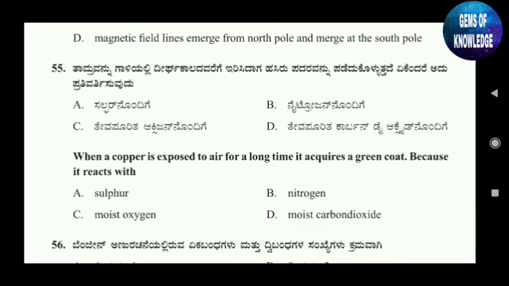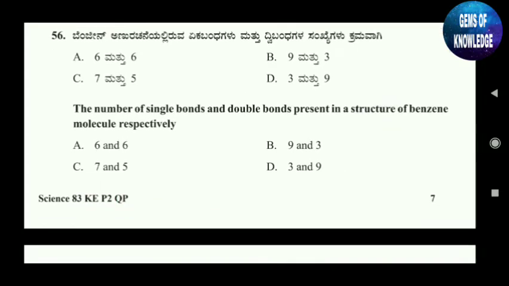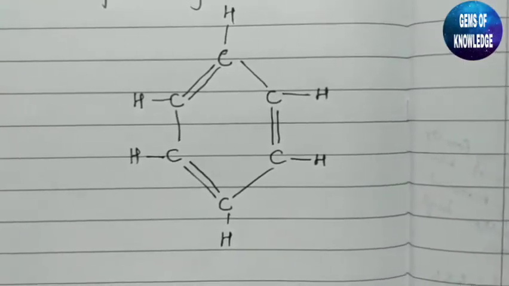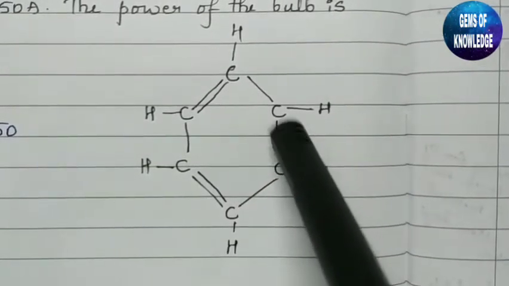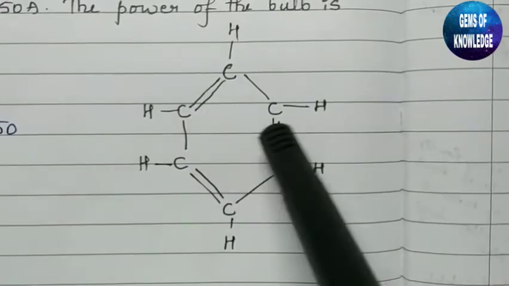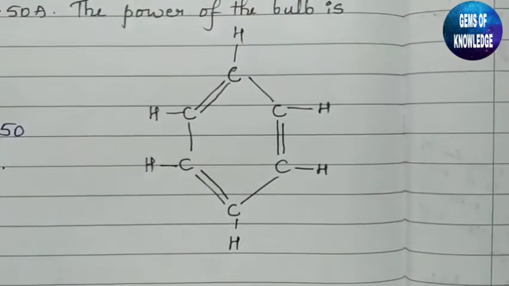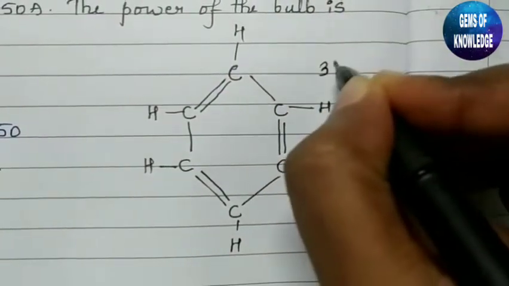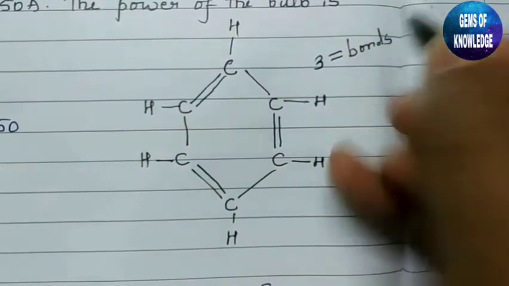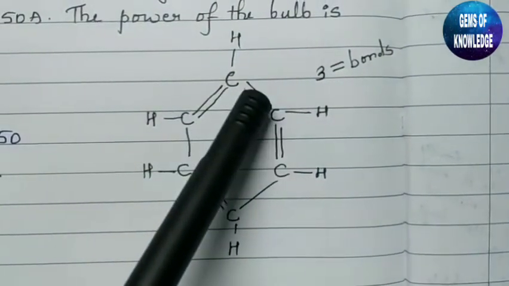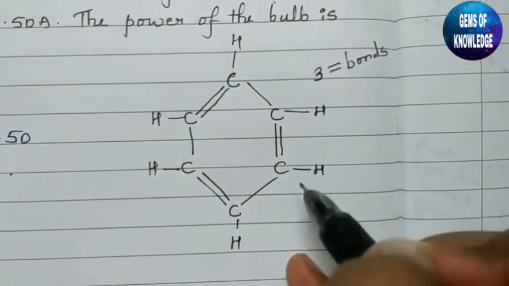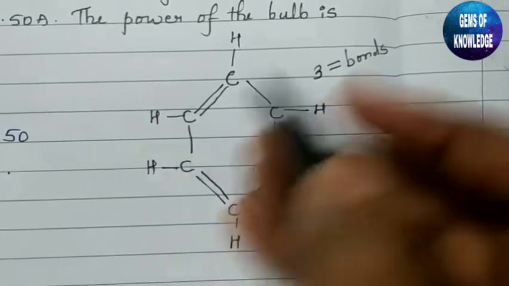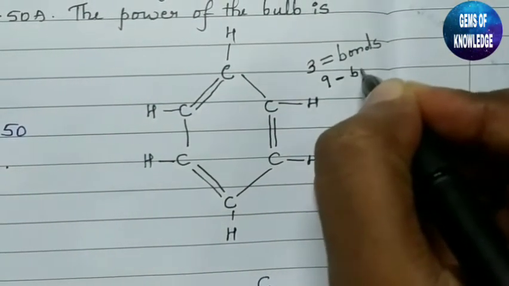Okay, next question is the number of single bonds and the double bonds present in the structure of benzene molecule is. So you can see this is the structure of benzene. Here you can see the double bonds: 1, 2, 3. So there are 3 double bonds. And you can see how many single bonds are present: 1, 2, 3, 4, 5, 6, 7, 8 and 9. So 9 single bonds are present.